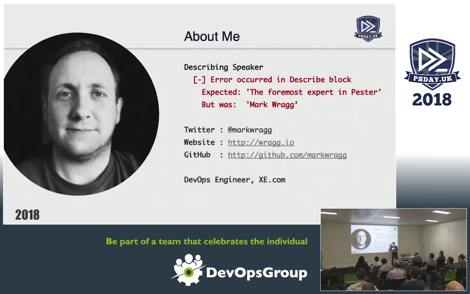So real quick thing about me. I'm on Twitter and I have a blog that I don't post to very often. I've got some projects on GitHub, and I'm currently working as a DevOps engineer for xe.com. But as this Pester output says, you might have expected the foremost expert in Pester, but unfortunately you got Mark Wragg. I don't consider myself the foremost expert. I've never contributed to the repository. I've never contributed to the code, but I sort of consider myself as its biggest fan.